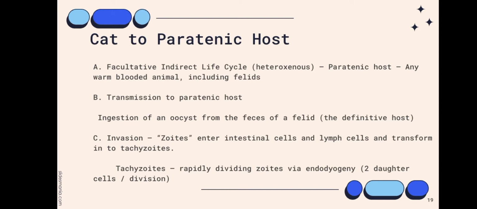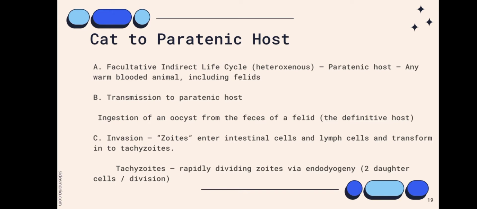In the facultative indirect life cycle, the paratenic host can be any warm-blooded animal, including felids. The transmission to the paratenic host occurs by ingestion of an oocyst from the feces of a felid, the definitive host. Next, the invasion: the zoites enter intestinal cells and lymph cells and transform into tachyzoites.